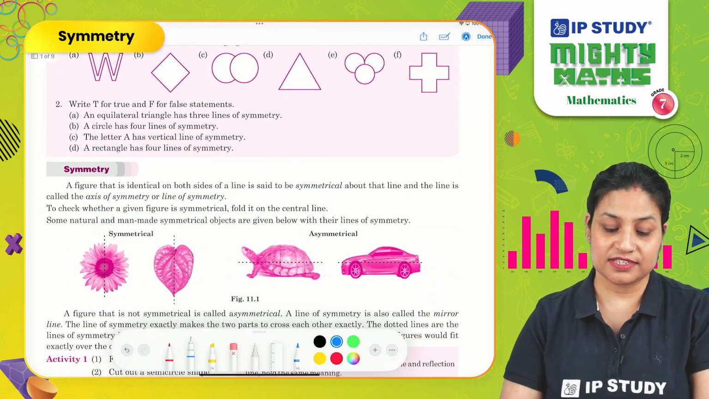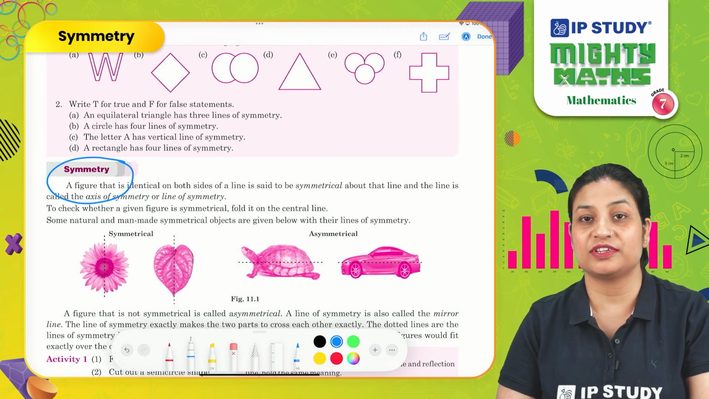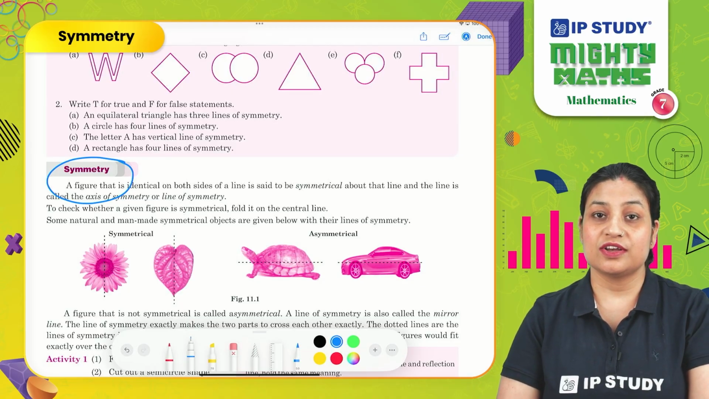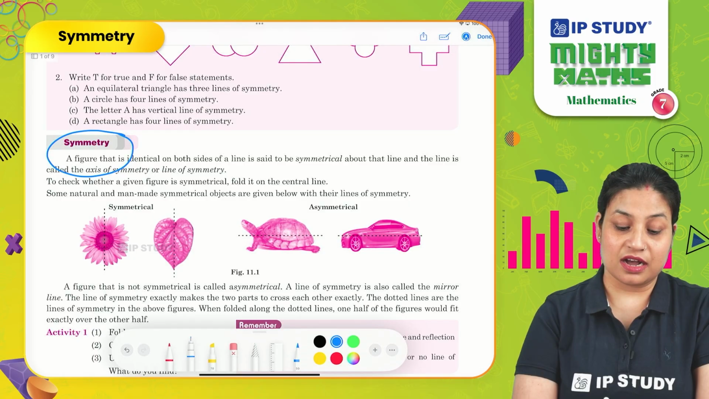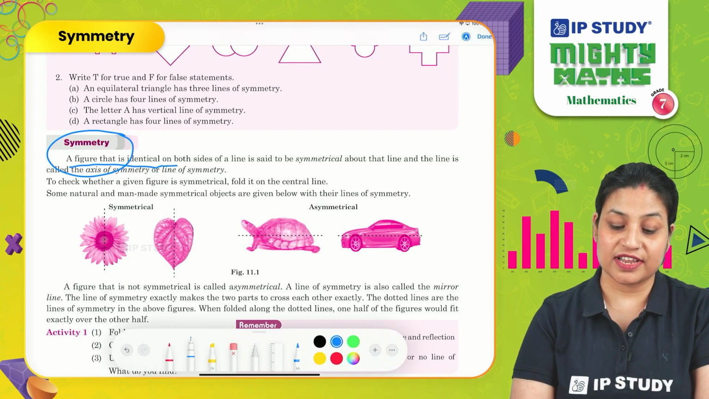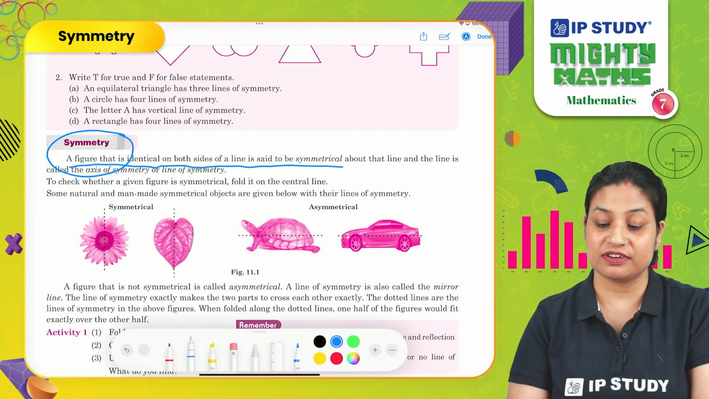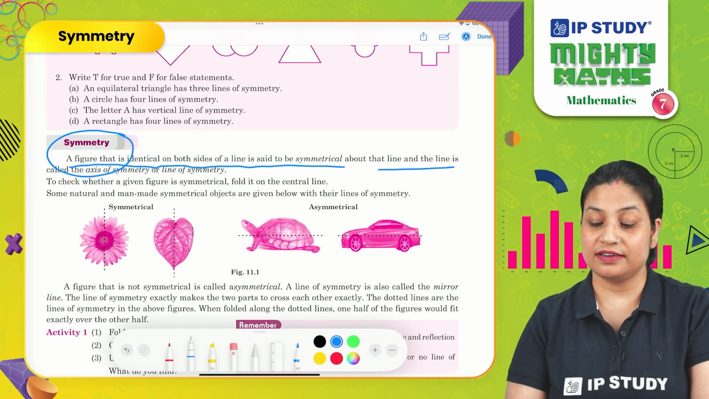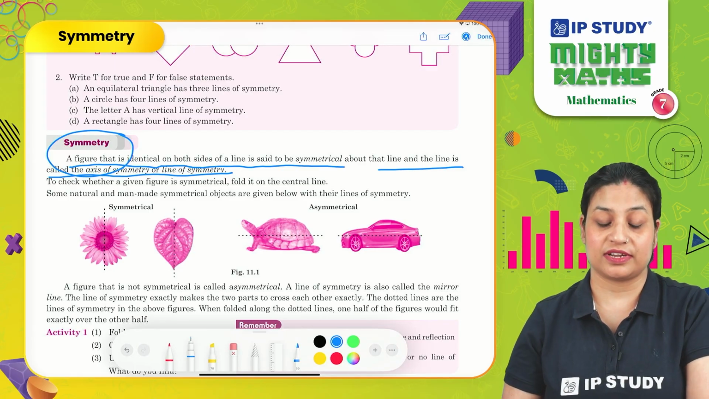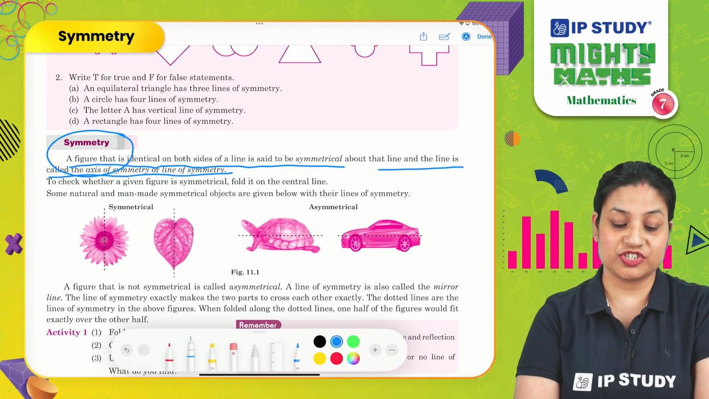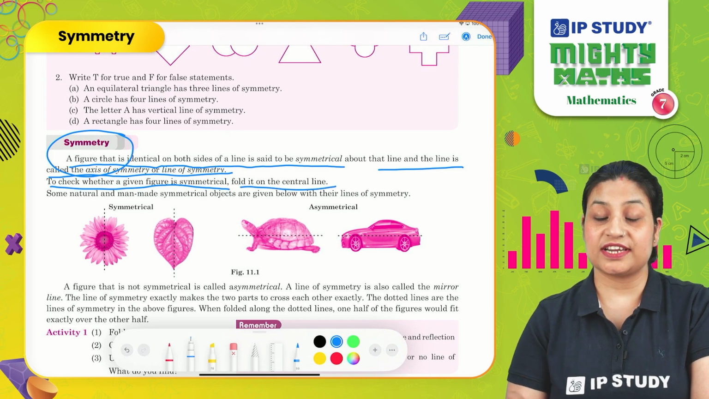So dear students, this topic, symmetry, is quite familiar to us because we have learned about this topic in our previous grade as well. So let's recall that. What is symmetry? A figure that is identical on both sides of a line is called a symmetrical figure. And the line about which the object is symmetrical is called the line of symmetry. In order to check whether a given figure is symmetrical or not, fold it on the central line.